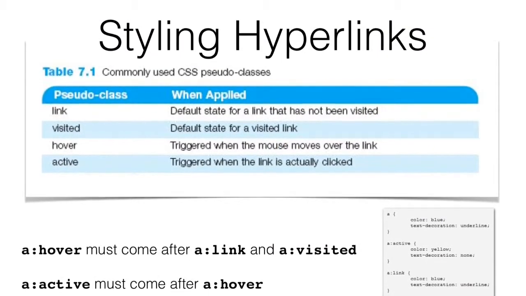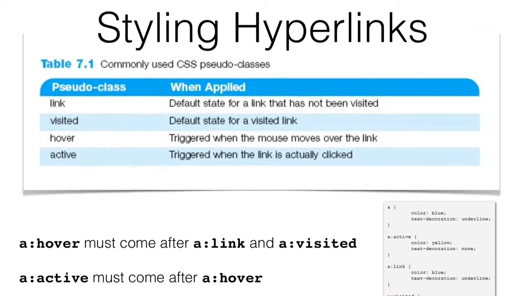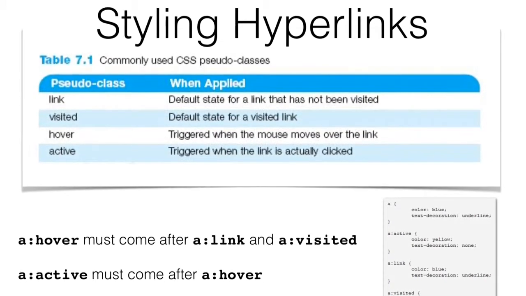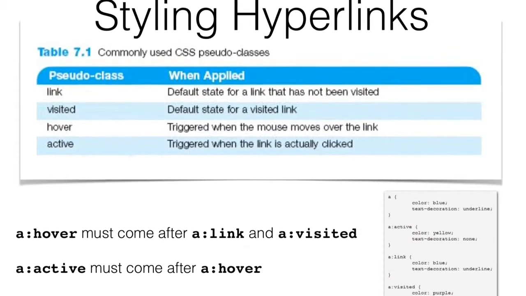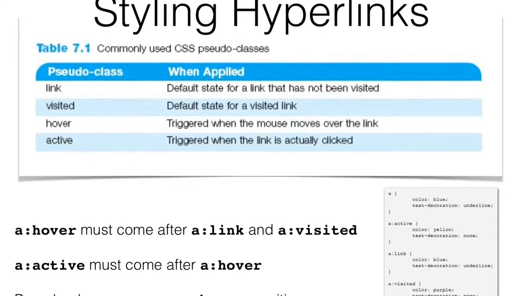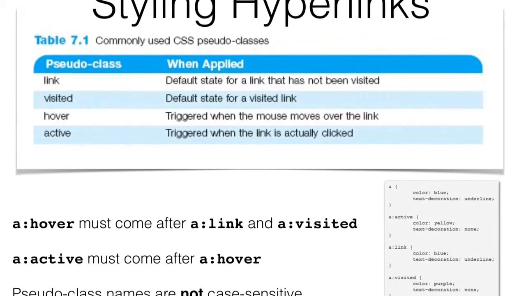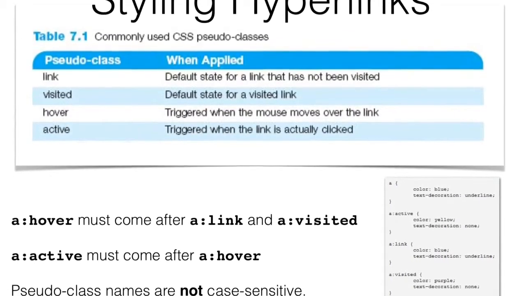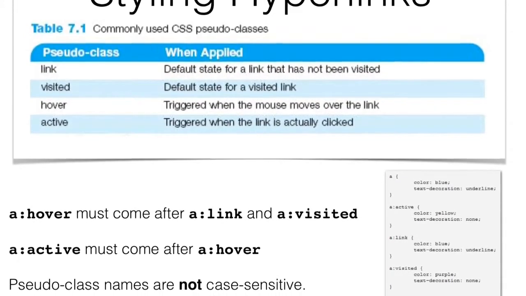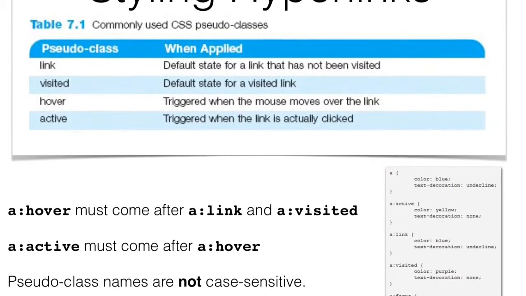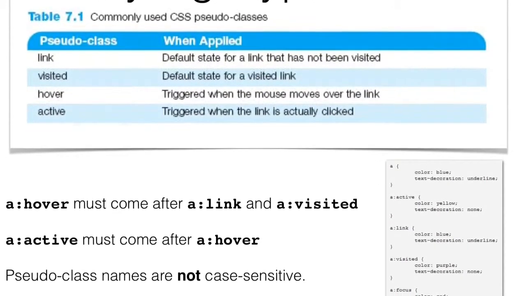Styling hyperlinks is accomplished through a type of selector known as a pseudoclass. The pseudoclasses for hyperlinks are link, visited, hover, and active. All pseudoclasses are separated from their element name with a colon. So the syntax is, for example, a:link. If you're going to use more than one of the anchor pseudoclasses, due to a constraint in browser interpretation, the anchor pseudoclasses must appear in this order. First link, then visited, then hover, then active.